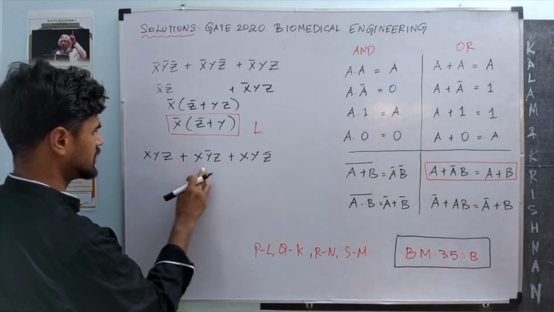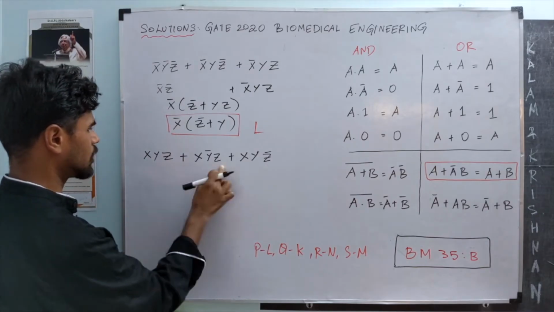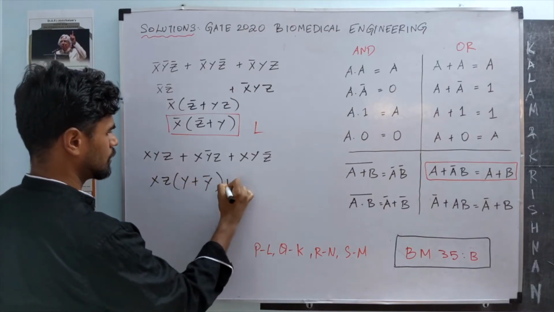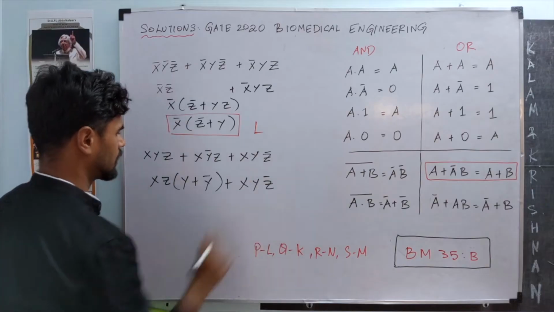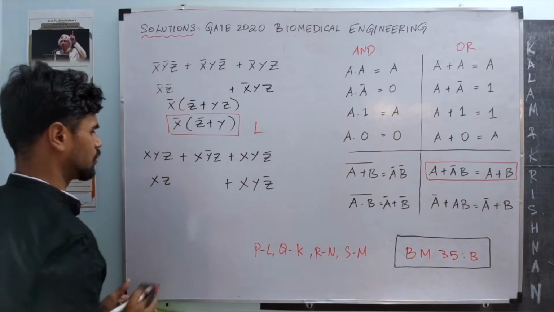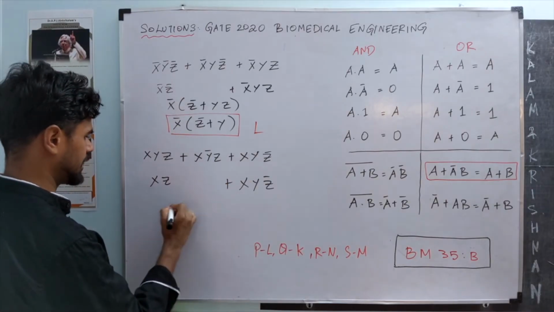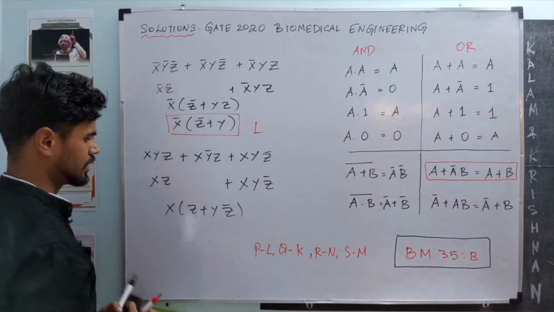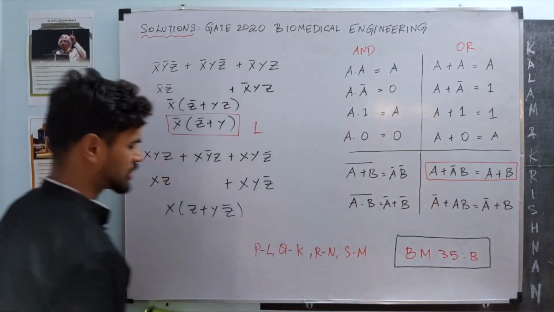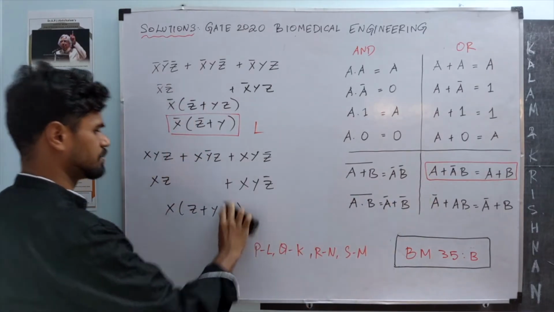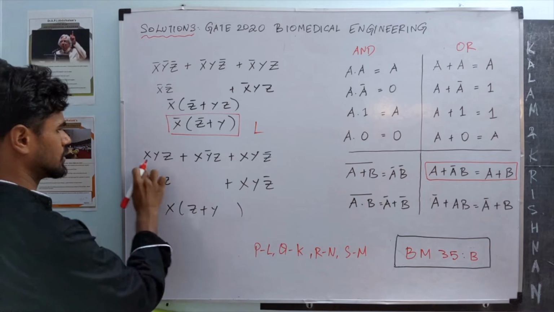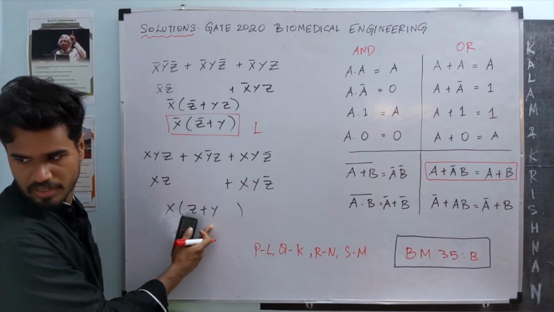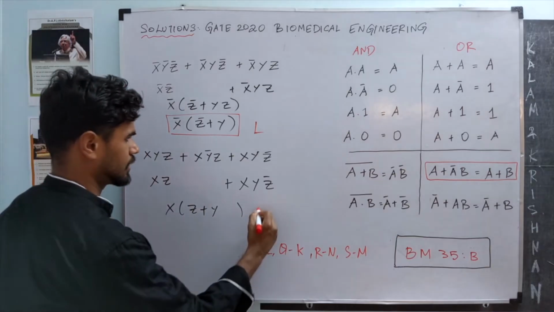Let me do it for one more. So we have X Y Z. Let me take X Z as common in both. So X Z times Y plus Y bar, plus X Y Z bar. Y plus Y bar becomes 1. And then, taking X common, we have Z plus Y Z bar. Z plus Y Z bar, from the absorption law, is Z plus Y. So this corresponds to the minimal realization X times Z plus Y, and that is option K.